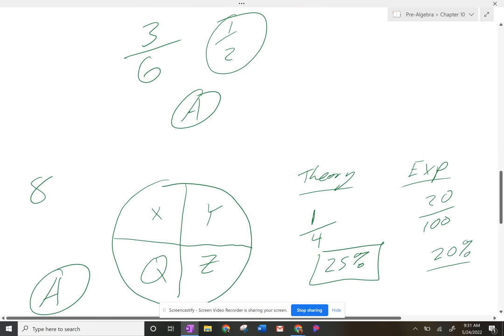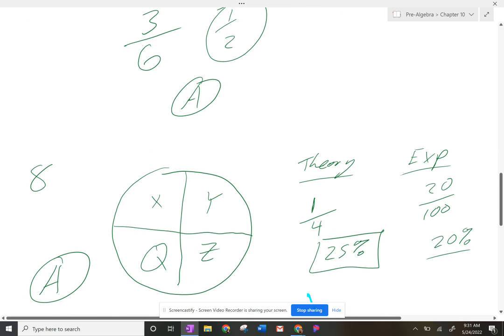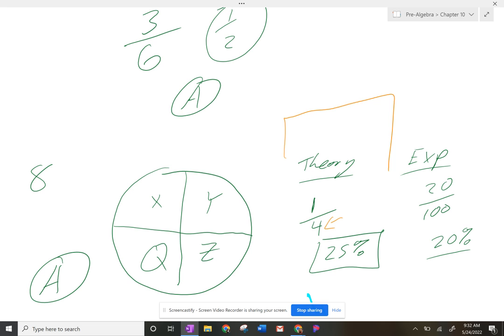For number 8, it's saying there's a spinner with 4 equal sections. It's labeled X, Y, Z, and then Q. So what I did first is I wanted to write down what the theoretical probability is. Before I actually do any spinning, if I look at it, there are 4 slices. So I'm going to make sure that my bottom number is a 4. And then I'm trying to figure out stuff for x. So the chance of me landing on x is going to be 1 out of 4, or 25%.